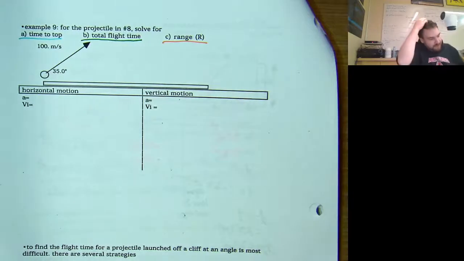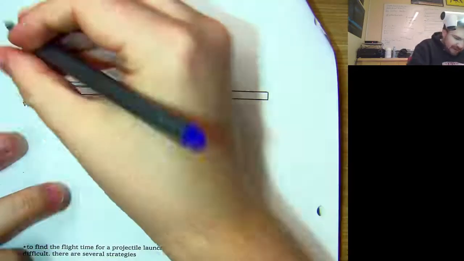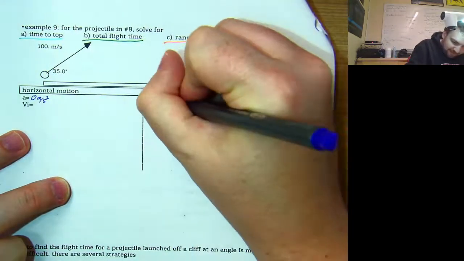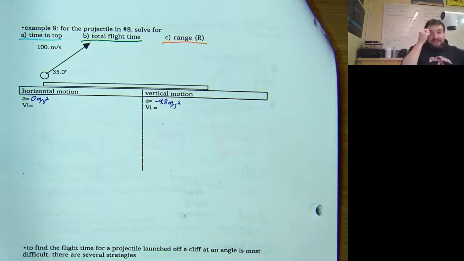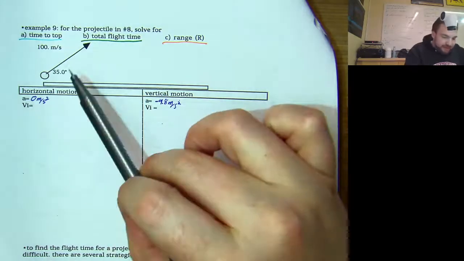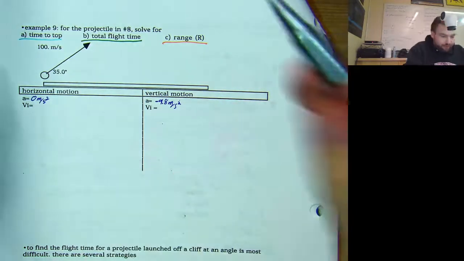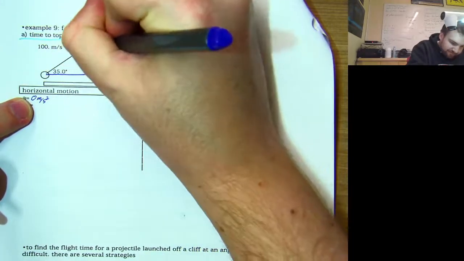Okay, before we do anything, let's fill out what we know. Do we know anything about the horizontal? No, we don't, except that horizontally my acceleration is 0 meters per second squared, and vertically it's negative 9.8 meters per second squared. At this stage, that's all we know, because we need to break this vector up into components, which you've seen before. We did that last week in one of the lessons.